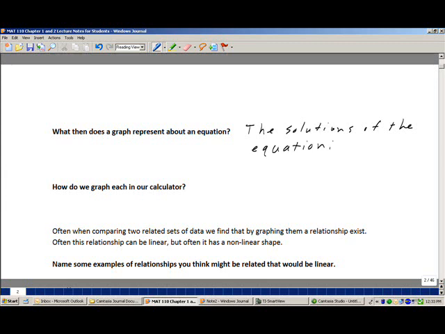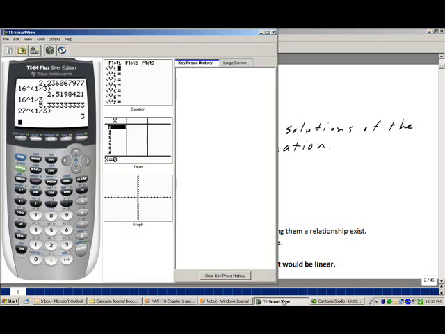And how do we graph this on our calculator? Well, that's what I'm about to show you now. You should have a TI-83 or 84. And it should look something like this. This one shows a TI-84 plus. But to graph something, we'll need to hit the y equals button. It's in the upper left-hand corner here. And you should see this screen.